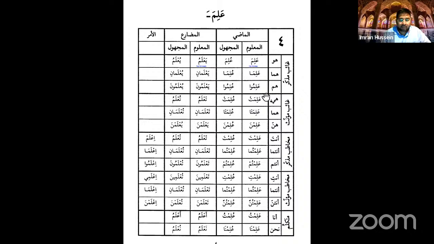Next one, Alima. Now you will see here that the middle letter has a kasra, so the past tense has three forms. It has all fatha, like daraba, kataba. The next one is Alima, and the next one after that is the middle letter having a dhamma. So the past tense has three forms. Now we're moving on to Alima. Can you conjugate the 14 forms for me for Alima?